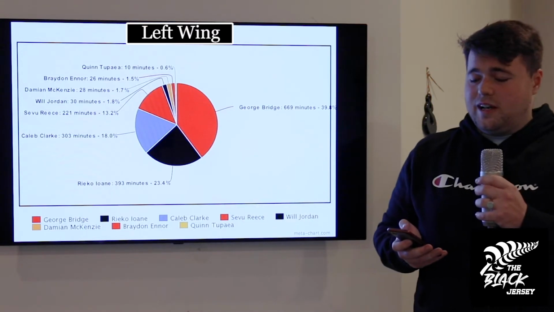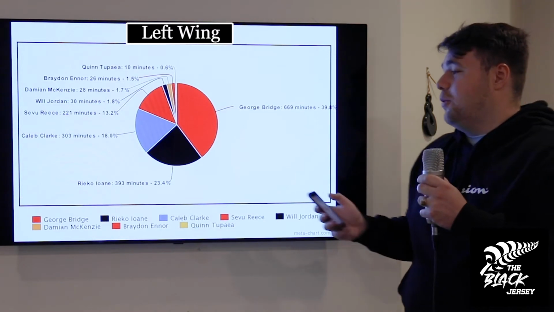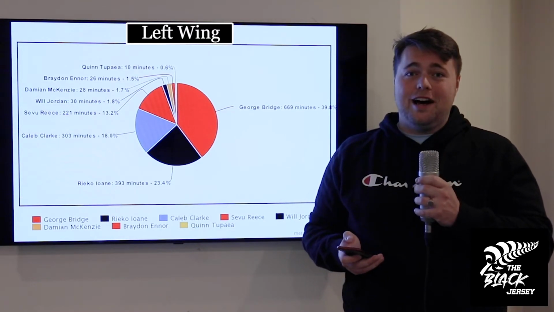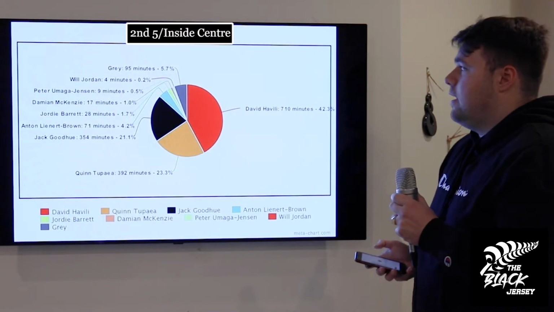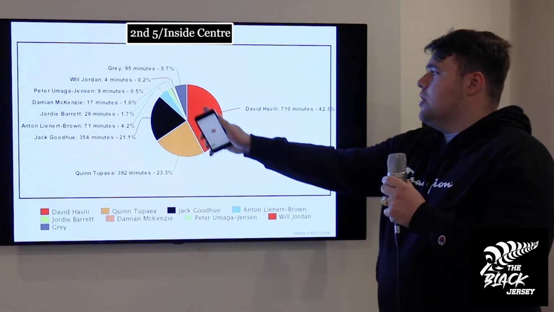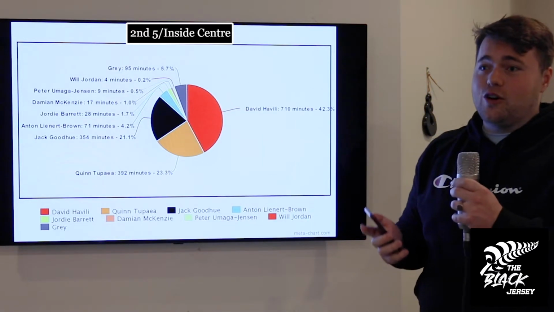The minutes at left wing aren't really going to matter too much in the grand scheme of things, because we all know what the outside backs depth chart gets like in New Zealand. It gets just all over the place. Now, into the second five jersey, 95 minutes, so 5.7%, have gone grey.